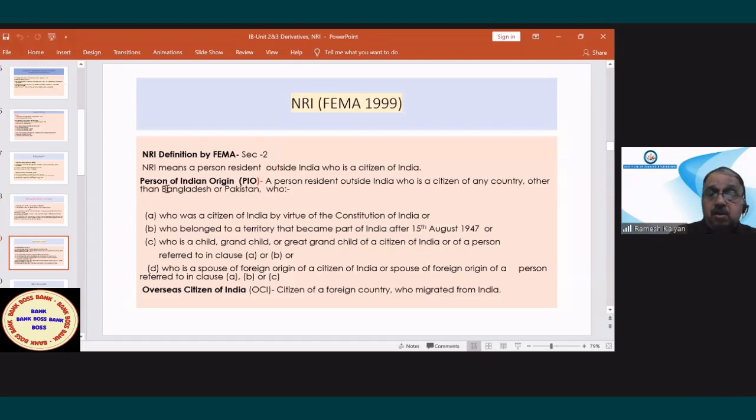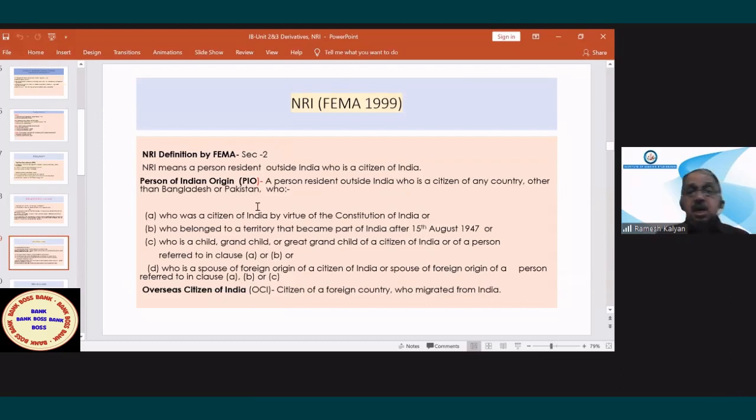So regarding NRI, I will be explaining only the changes that have come. Earlier NRI was including PIO also. Now that is separated, and PIO has been defined separately. And because this is for investment purposes, NRI as per FEMA is only a citizen who goes abroad for employment or some other purposes. That you know. The change you have to notice is that PIO is separated from here.